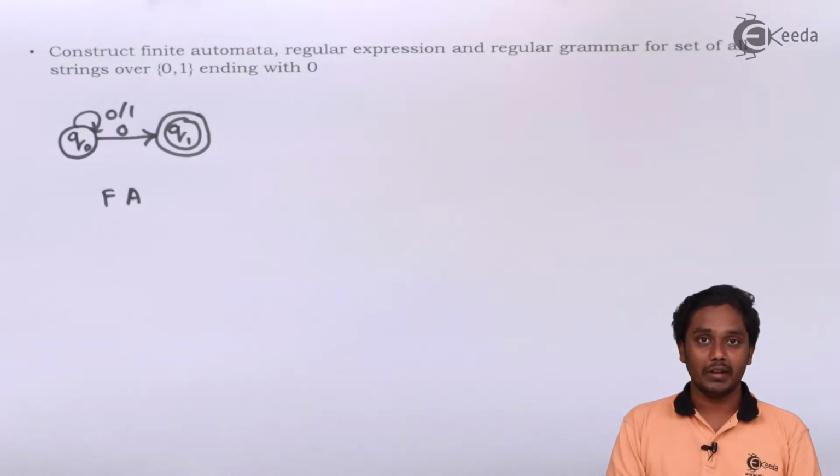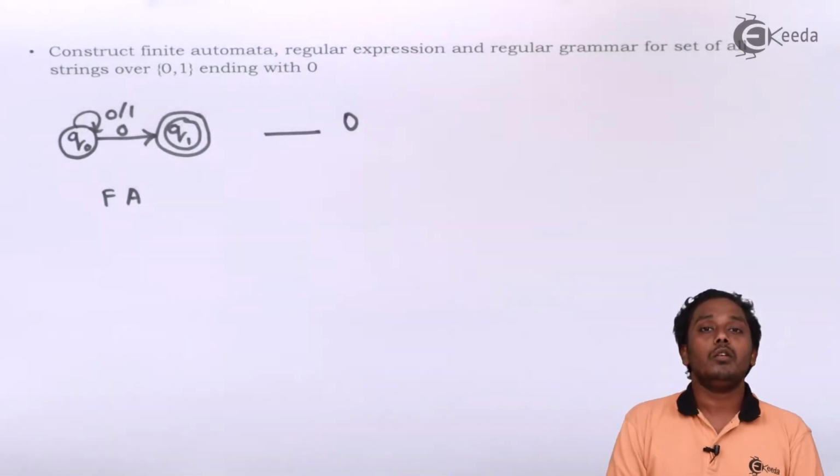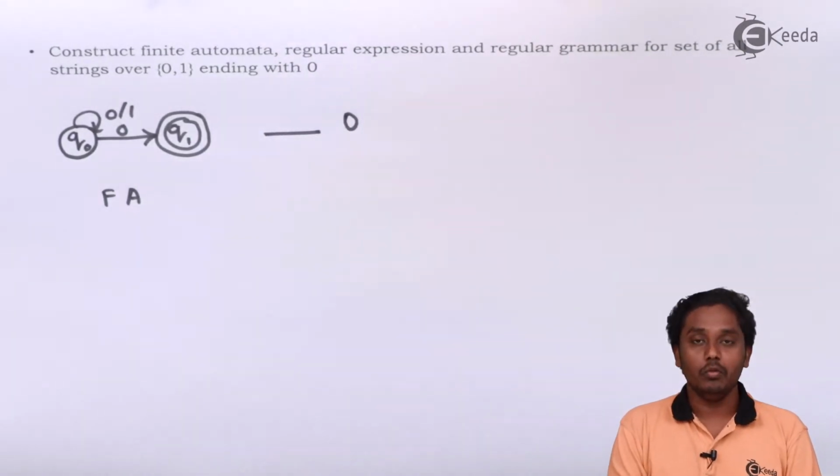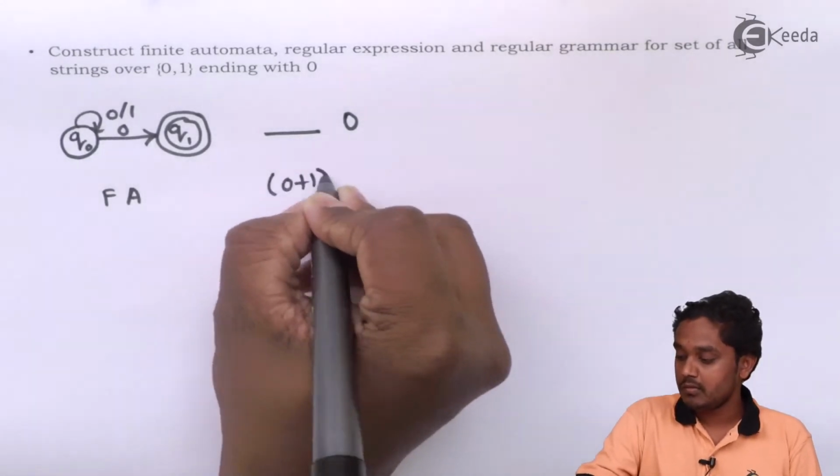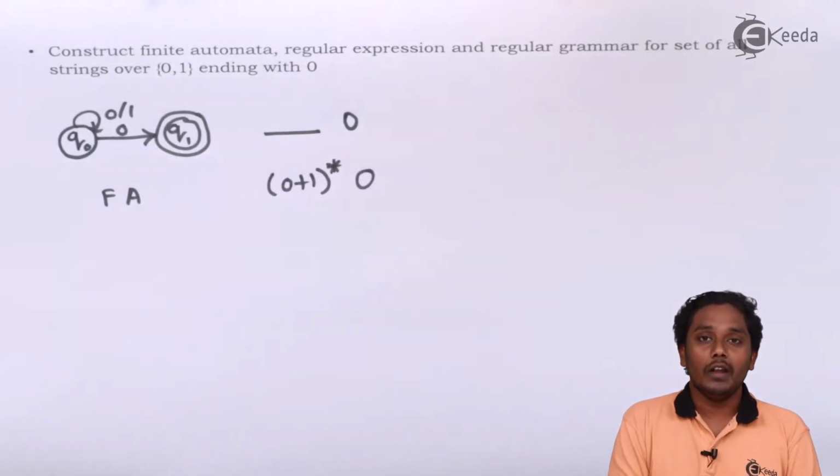Now, let us try to write the regular expression for the same language. The structure of the regular expression will be any number of zeros or 1 followed by a 0. If we try to use a Kleene closure, the expression would be (0+1)* 0, that is 0 or 1, 0 or more number of times followed by a 0. That means the minimal string accepted by this language is a single 0.